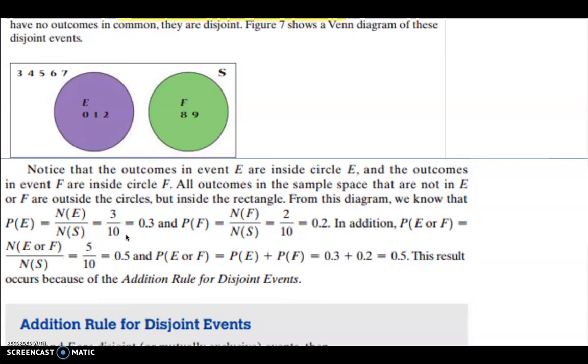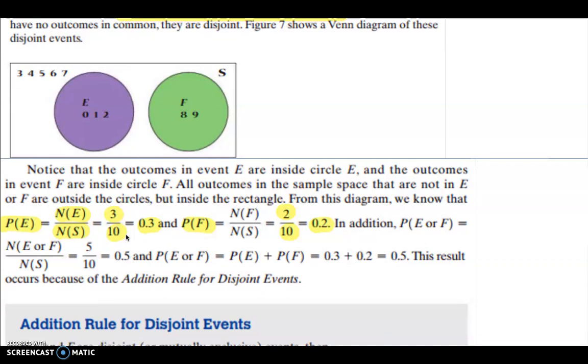So we can calculate some probabilities. What's the probability of event E? That's just the number in event E divided by the number in the sample space. So there are 3 outcomes in E divided by the 10 total numbers, 0 through 9. So the probability of event E is 0.3. Probability of F, well, in F there are 2 outcomes, 8 and 9, out of 10 possible in our sample space. So that'd be 2 out of 10, or 0.2.